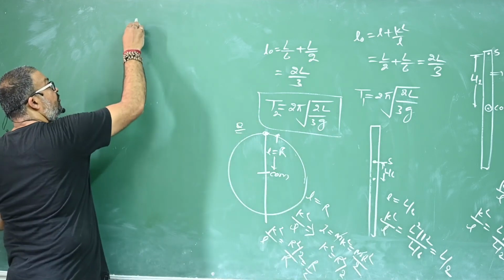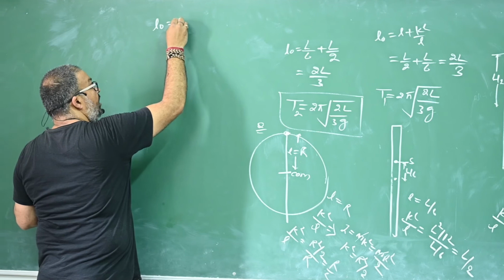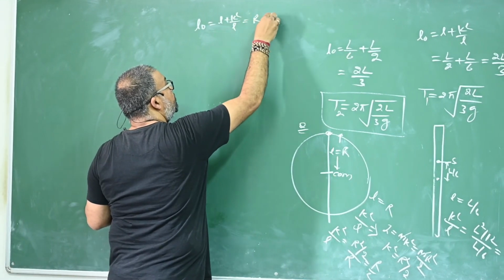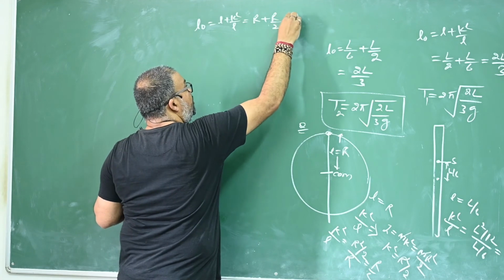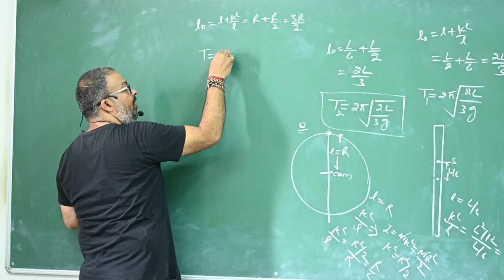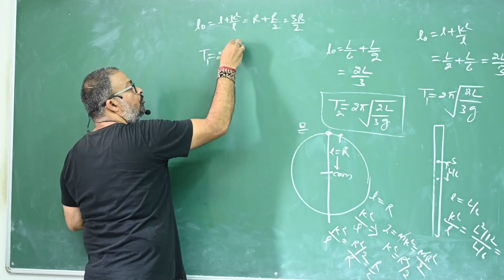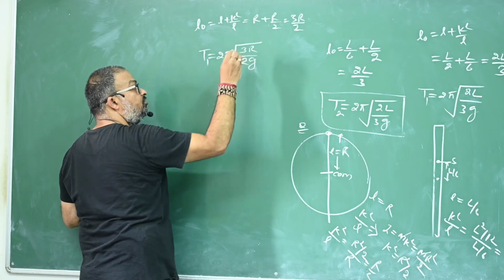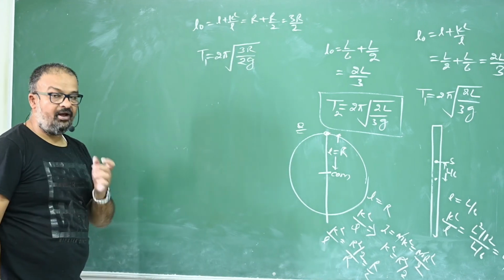So what is its equivalent length? L plus K square by L, that means R plus R by 2, that is 3R by 2. So its time period T1 should be 2 pi square root of 3R by 2 upon G, L naught by G. Am I right or not?